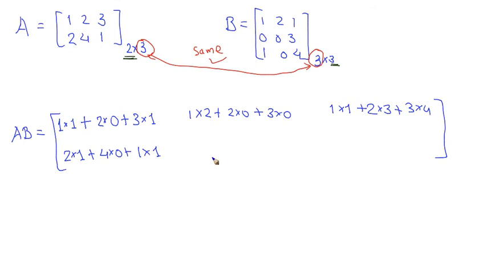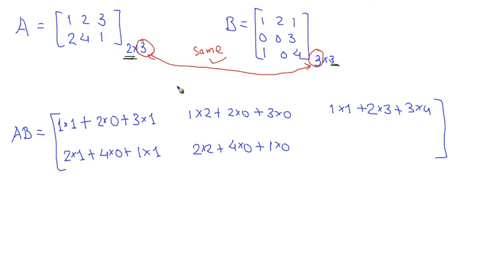Now second row, second entry. So second row of this and second column of this. So again 2 into 2 plus 4 into 0. I hope I'm not going too fast. Plus 1 into 0.